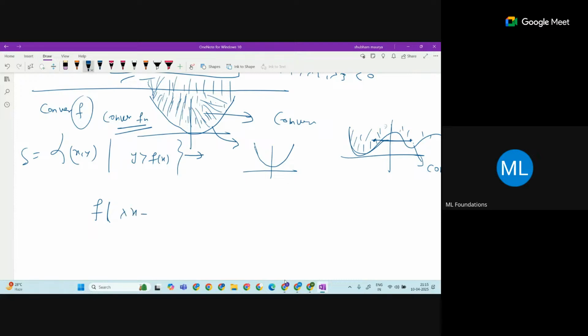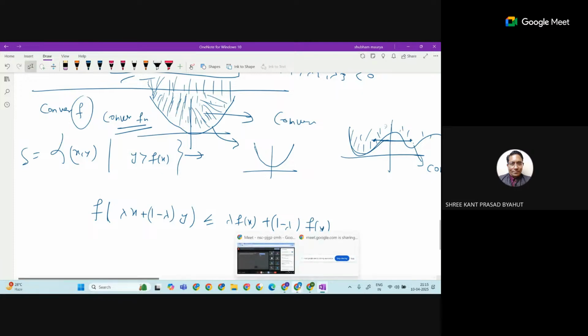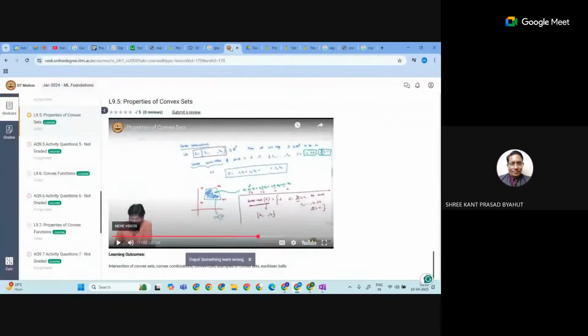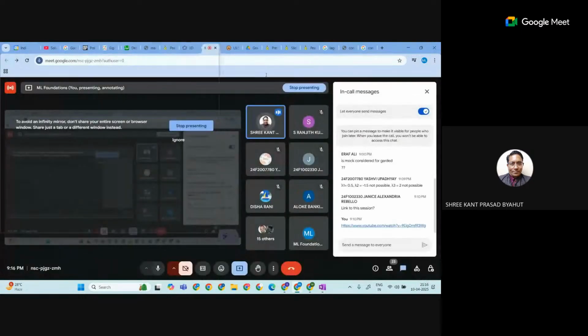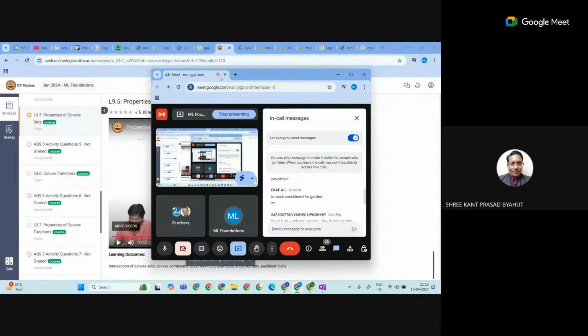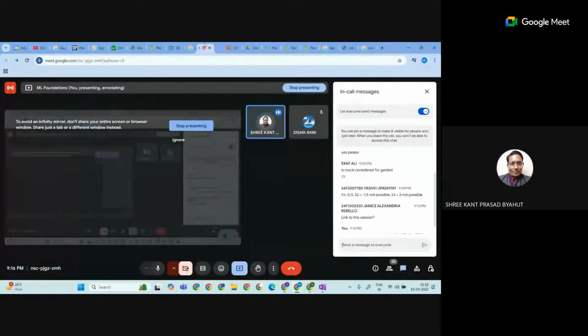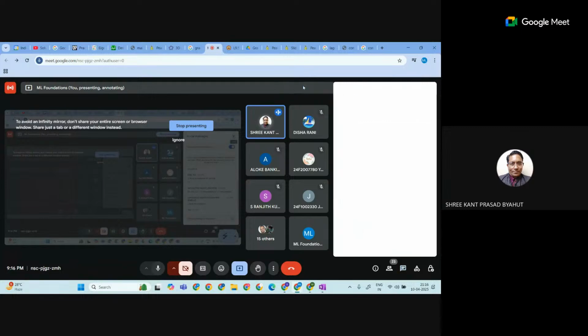If you don't want to plot the graph, then the definition is you have to follow this one. f of lambda times x plus 1 minus lambda times y should be less than lambda times f(x) plus 1 minus lambda times f(y). This is the definition, right? But when we do this on the function itself, it becomes very difficult to decide whether the LHS is less than the RHS or not.